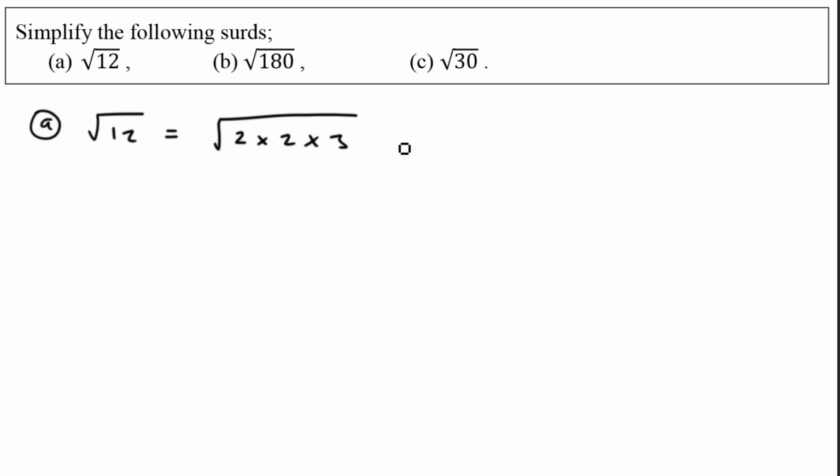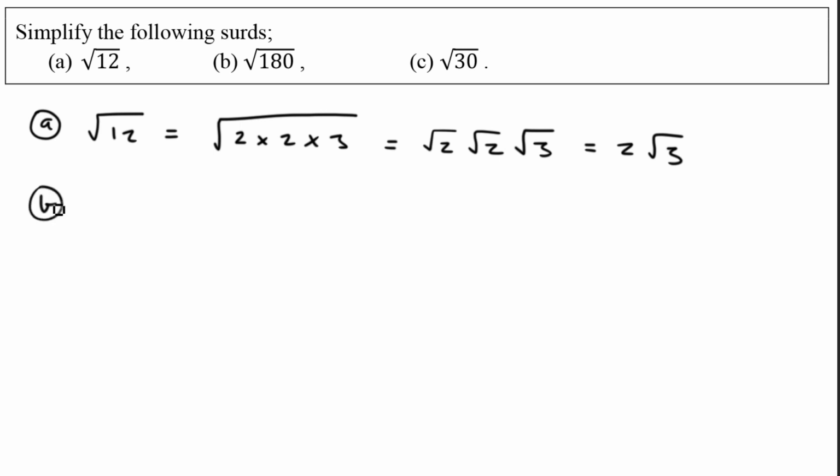Using the surd identity that we have just seen, we can write this as the square root of 2 times the square root of 2 times the square root of 3. But root 2 times root 2 is 2. So we can have 2 root 3 as a simpler expression for root 12, where we have written it in terms of a smaller surd.